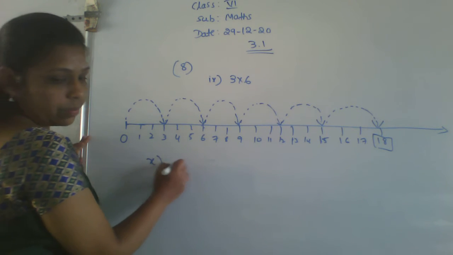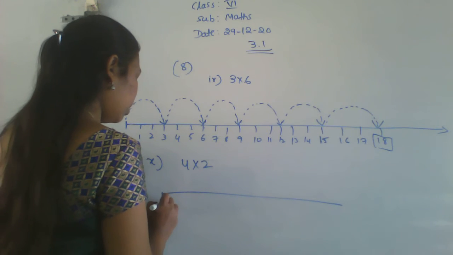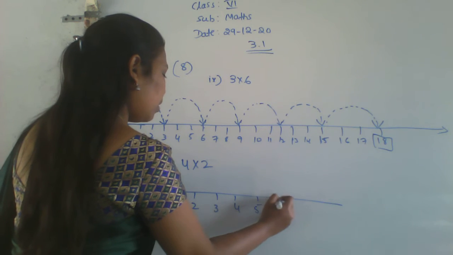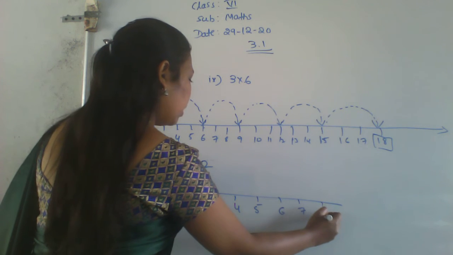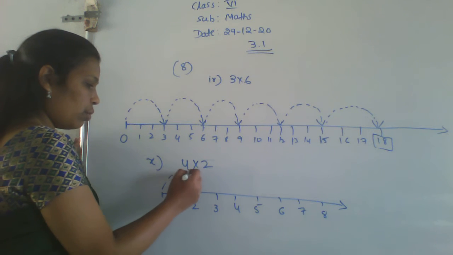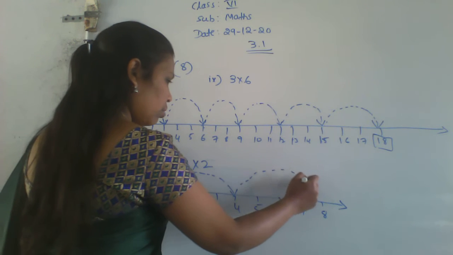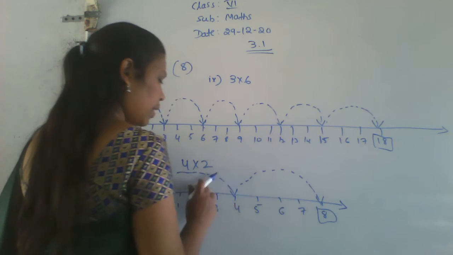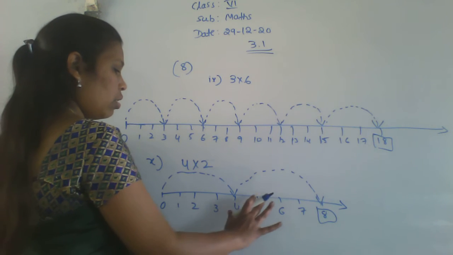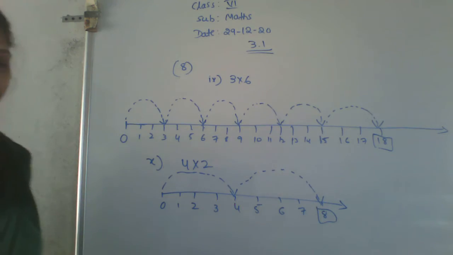Come to it. 4 into 2. 1, 2, 3, 4, 5, 6, 7, 8. Okay. So 4 means here, take a 4 first. One time, two times only. That is 4 values. 1, 2, 3, 4. What is the answer? 4 2 is 8. We know that one.